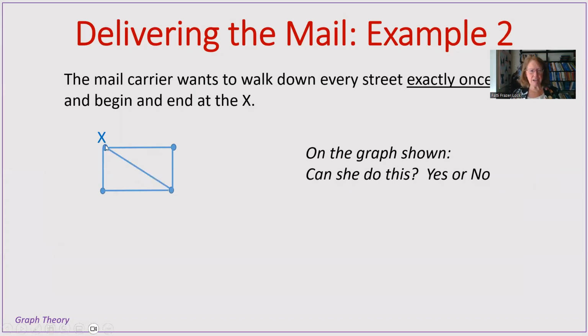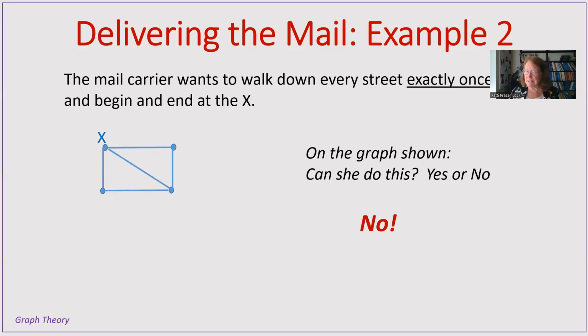So if she started out this way and gets down to here, she could go back, but then she's missing 2 streets. She could go here, but then she's missing that middle street. And you can try other ways of starting and other ways of continuing on. But no matter how you try, it's impossible. So she cannot go down every street exactly once in this town and begin and end at the X.